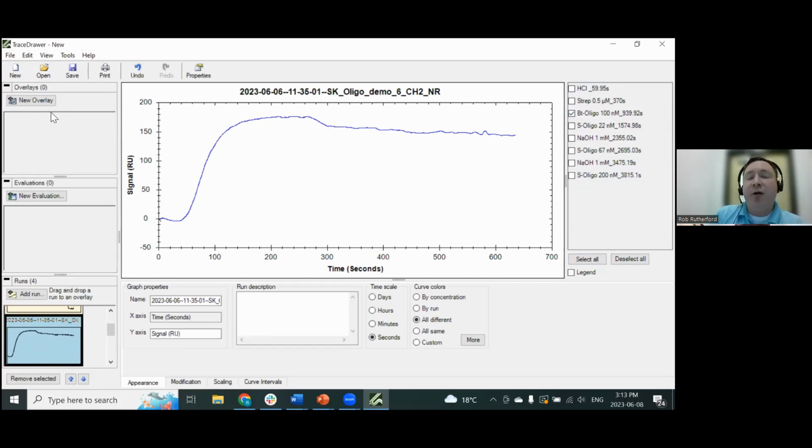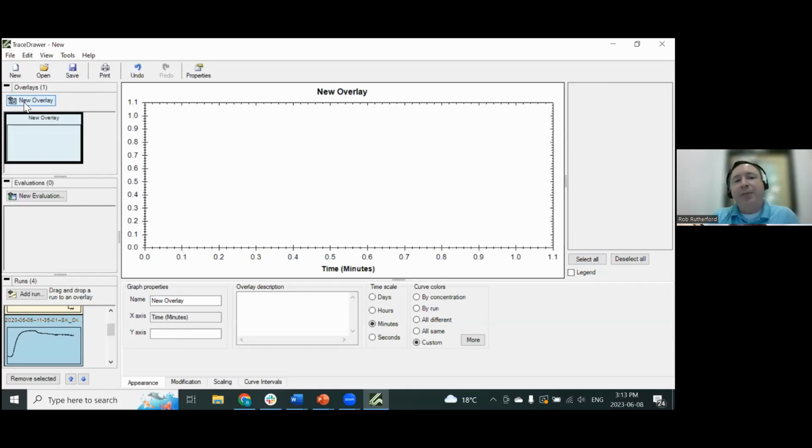A nice feature of Trace Drawer is you have the option to create as many figures as you like. So you click on the new overlay, and then you can go over here. You can rename it to be whatever it is you'd like to call it. You have options to change the scale as well. But what I like to use it for is to prove to my boss that I'm actually doing science by creating some very nice, quick comparative figures.